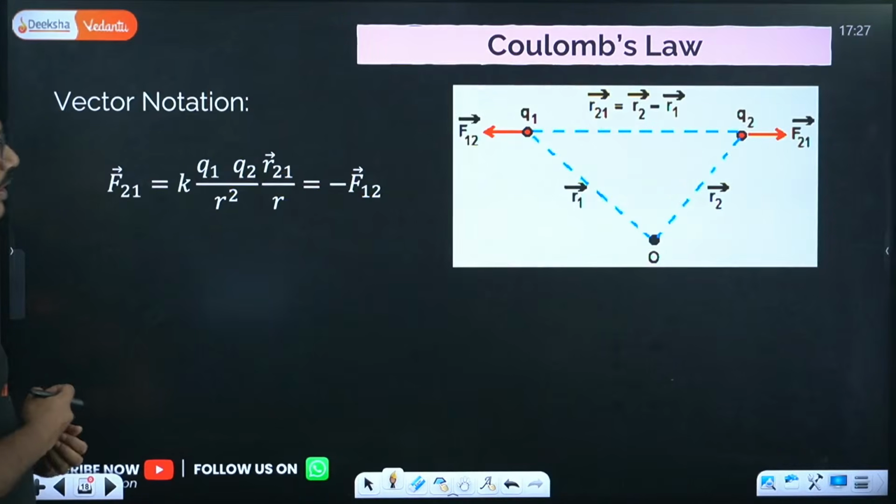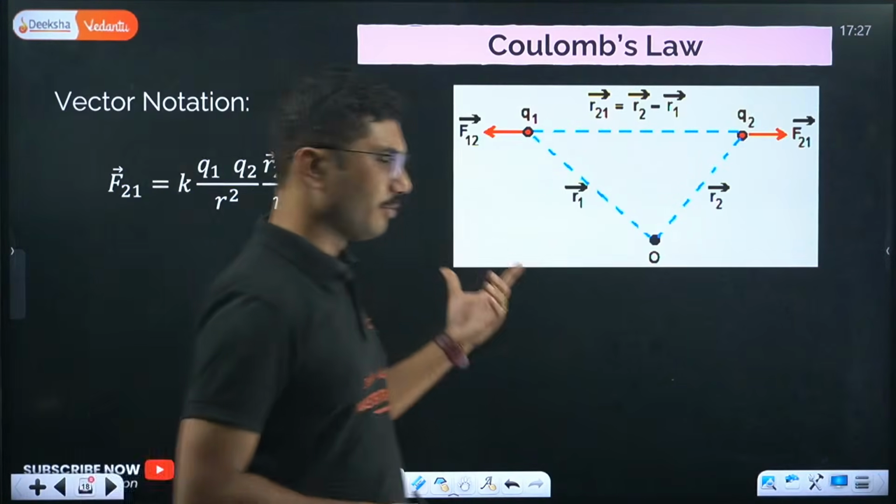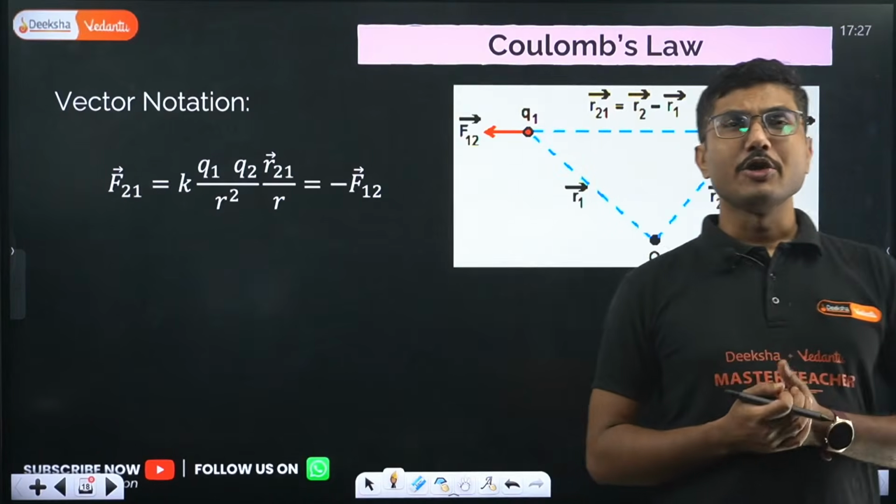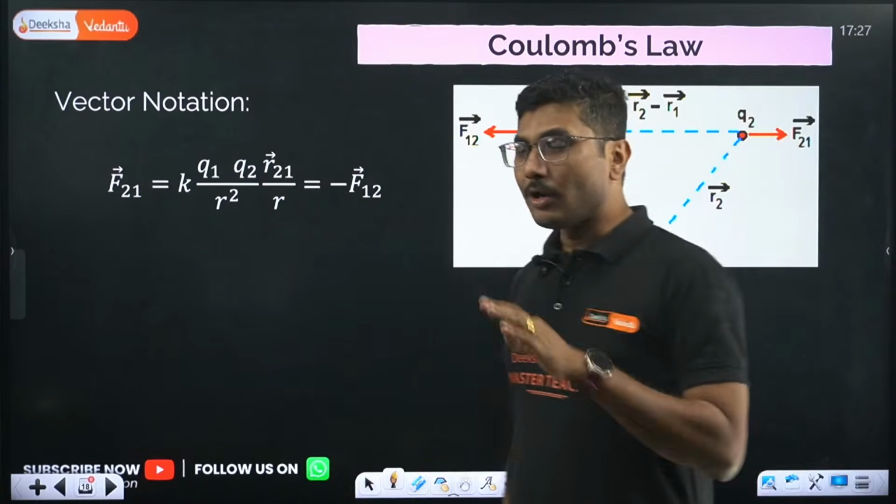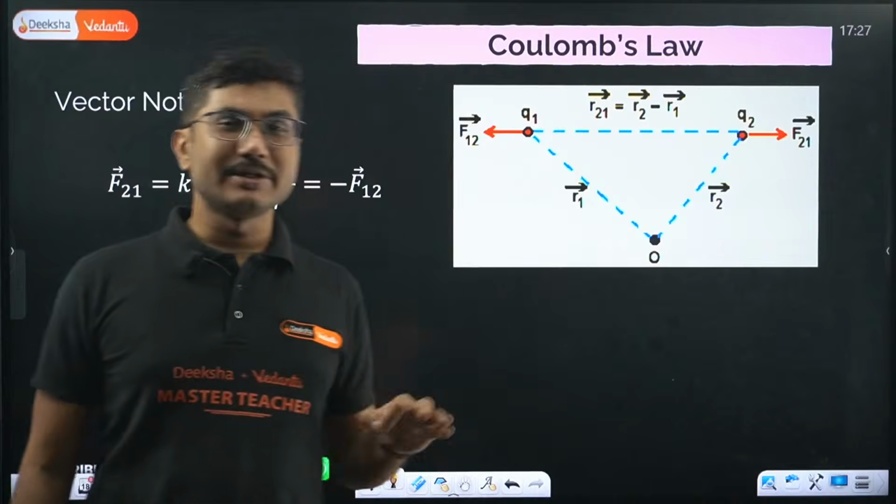Now let's look into Coulomb's law in vector form. This is very, very important for your PU exam, and also a question based on this came in the 2024 KCET exam.